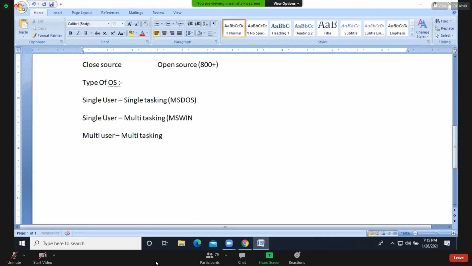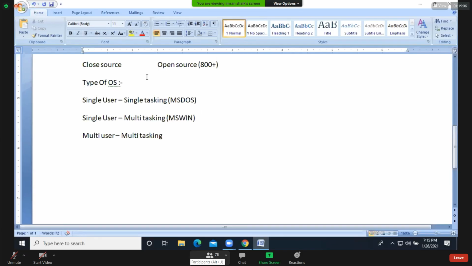So single user, multitasking, the best example is Microsoft Windows, any flavor of Windows. So coming to Windows, how many types of user accounts will we have in Windows, guys? We'll have two types of users, yes? One is administrator, another one is guest user. That's it now, guys. Admin and guest user.